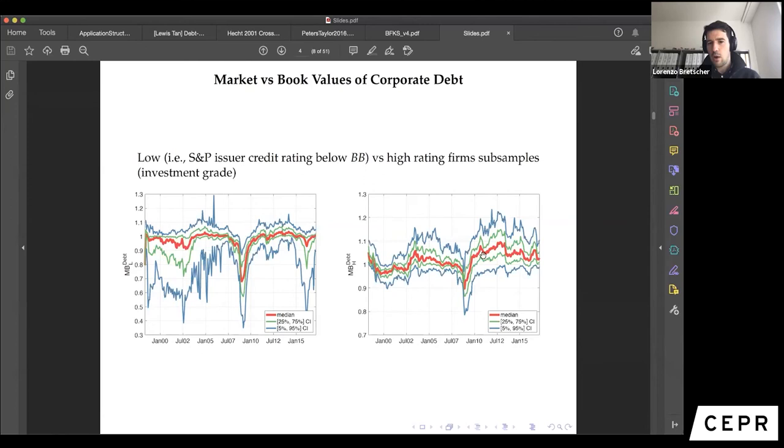However, even for the highly rated firms, you see that the zero lower bound phase leads to substantial deviations, and also the financial crisis, of market values from book values.